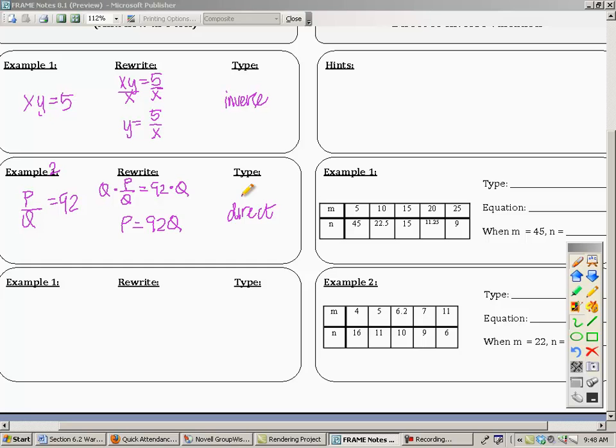All right, let's try one more. y equals 2 times x plus 4. Now, is it already solved for one variable? The answer is yes, so I don't really need to rewrite it.